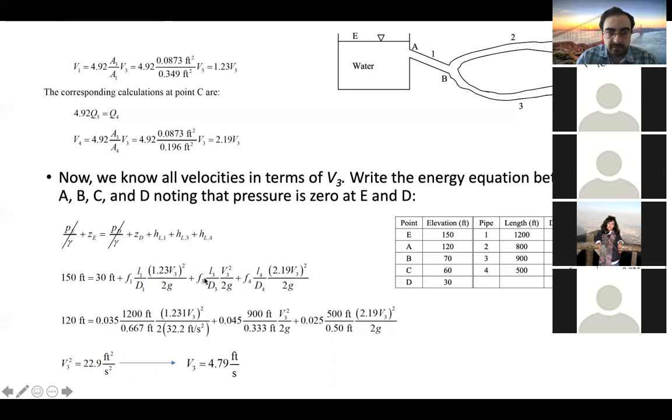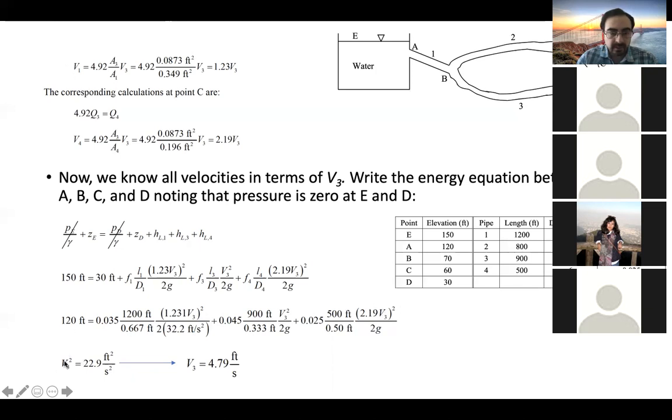And then we have the same term for pipe 3 and for pipe 4. Instead of V4, I just write 2.19 V3, which I found here. And 150 minus 30 is going to be 120 foot here. Then I write all these friction factors, the lengths of the pipes, and the diameters of the pipes, and substitute all of them from this table. The only unknown here is V3, so I write everything in terms of V3.